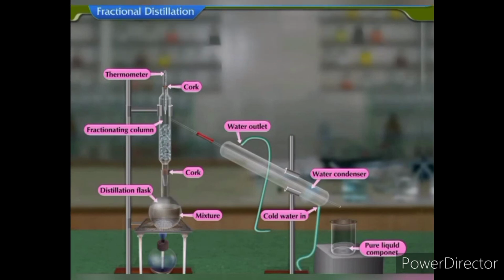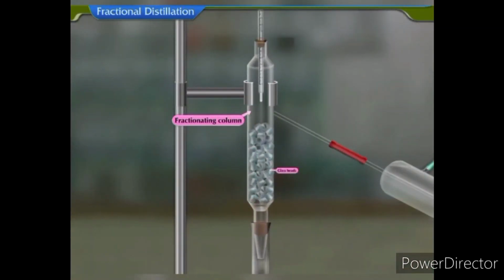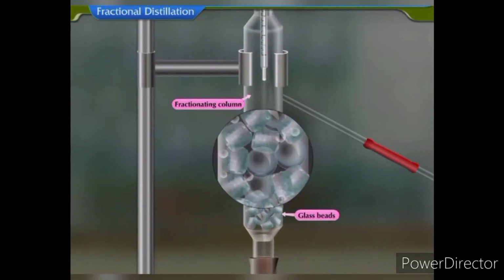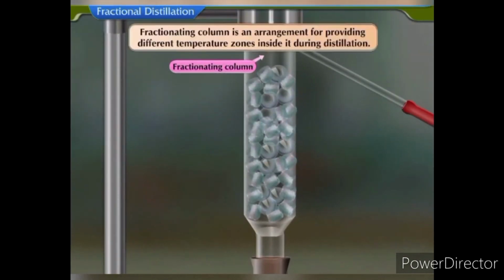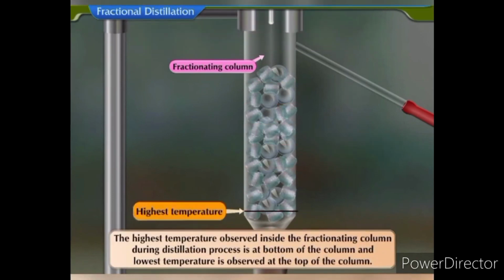The apparatus used for fractional distillation is similar to the distillation apparatus, except that a fractionating column is fitted between the distillation flask and the condenser. A fractionating column is a tube packed with glass beads. The glass beads provide a surface for the vapors to cool and condense rapidly. In simple terms, a fractionating column can be regarded as an arrangement for providing different temperature zones inside it during distillation. The highest temperature observed inside the fractionating column during distillation process is at the bottom of the column, and the lowest temperature is observed at the top of the column.